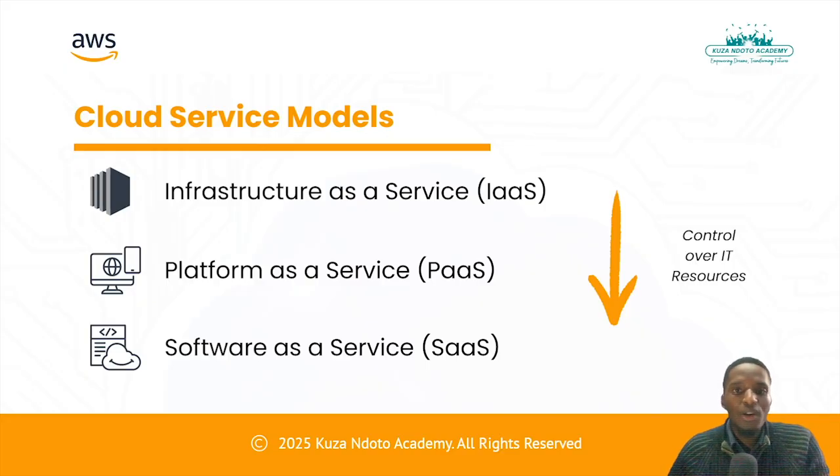Finally, at the top, we have software as a service. This is the most hands-off model where you don't manage anything. You simply log in and use the application. Think of Gmail or Slack, right? In this case, you're not even renting an apartment. You're just checking into a hotel room where everything is prepared and you just use it.